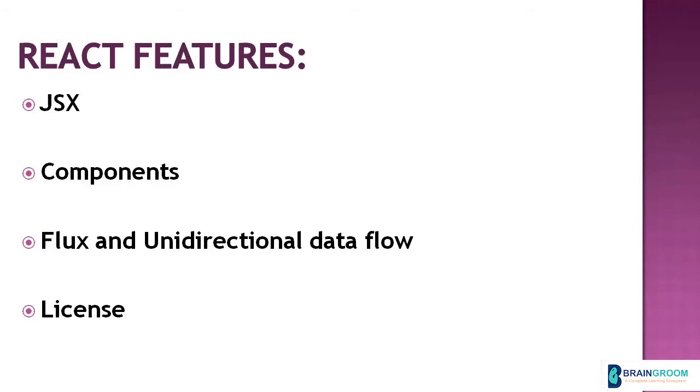Next is Flux and unidirectional data flow. Flux is a design pattern that enforces keeping your data unidirectional. By this pattern, React supports keeping unidirectional data flow, which further makes it very easy to understand the application. Now let's come to the license, which is given by Facebook. So the license to React is given by Facebook.